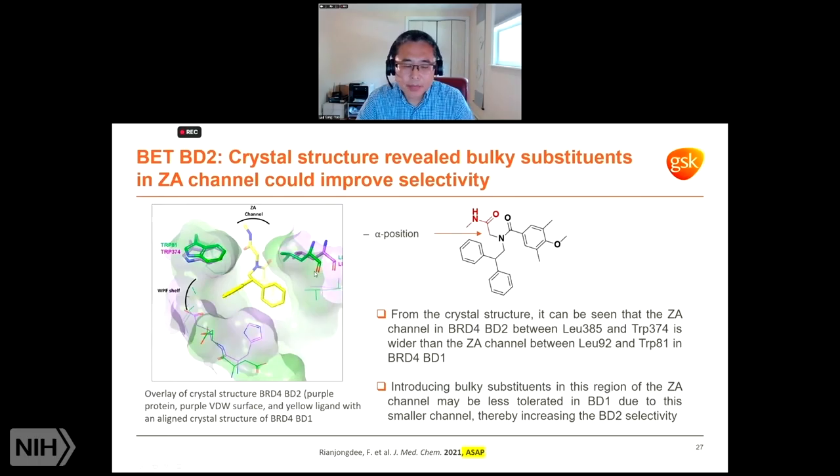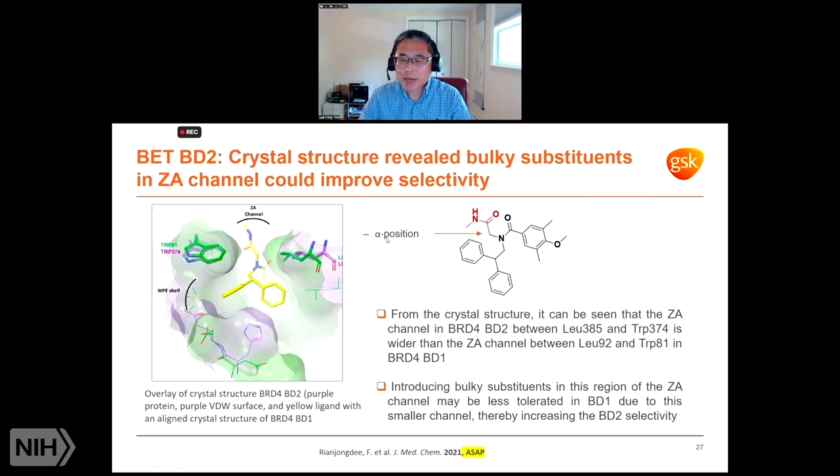Further improvement of the selectivity of this compound was achieved by comparing the structure of the BD2 and the BD1 domain. It was realized that the BD2 domain on the Z panel has more freedom to accommodate a bigger substitution.